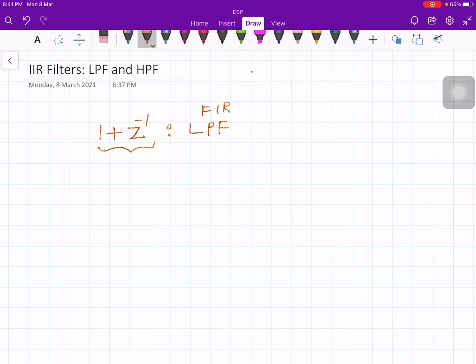Now we want an IIR filter. That means the impulse response is infinite. It has an infinite number of impulse response samples. That's what we mean by IIR. Like you have H of z, take the inverse z transform, IZT, you will get h of n. This h of n contains an infinite number of samples.